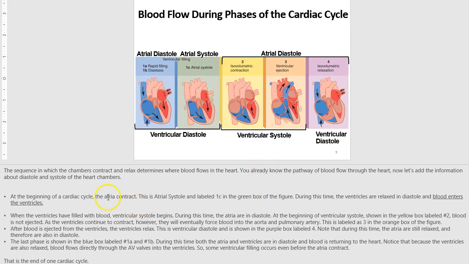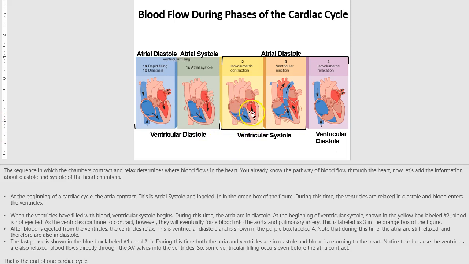So at the beginning of a cardiac cycle, the atria contract. That's our definition. So this box shows atrial systole. That's when they contract. So the green box labeled 1C is atrial systole. That's the beginning of a cardiac cycle. During this time, note that the ventricles are in diastole. They're relaxed. This means that blood will move from the atria to the ventricles because the atria are physically contracting and enough force has been generated to push the blood into the ventricles.